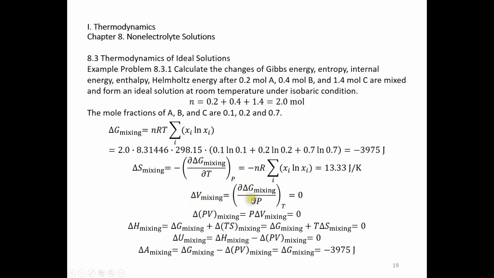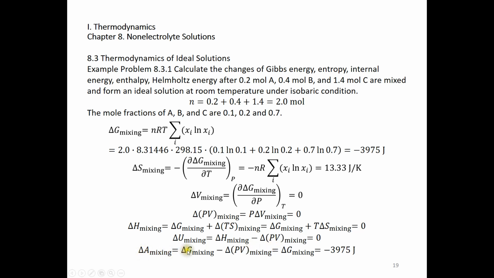Now delta V mixing is 0, delta PV mixing is 0, delta H mixing is 0 for ideal gases. You can double check this calculation, plug in all the numbers. You have delta G over here, you have delta S over here, you have temperature over here. Plug in all the numbers, you get 0. Delta U is also 0 because delta H is 0, and P and V are remaining constant.